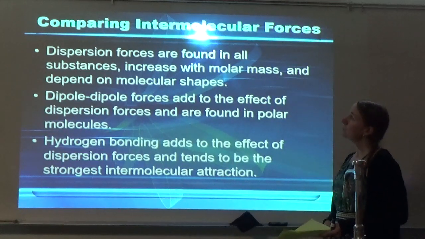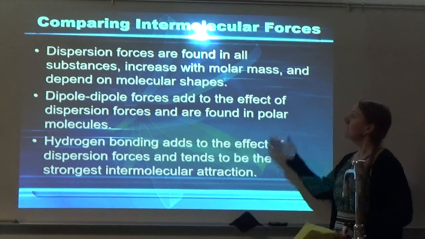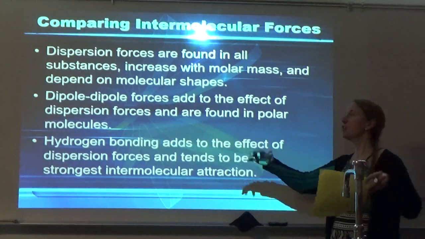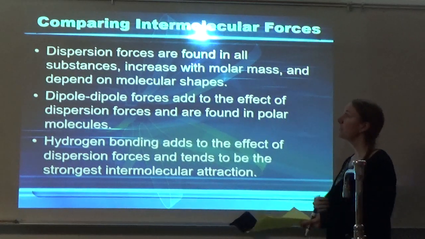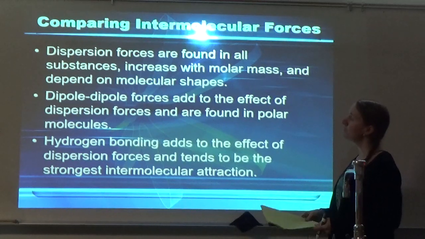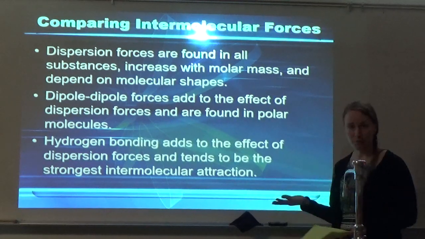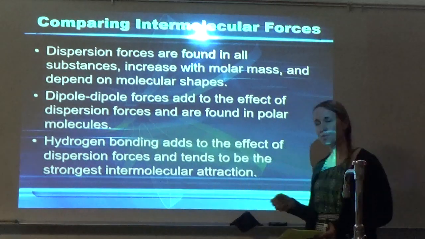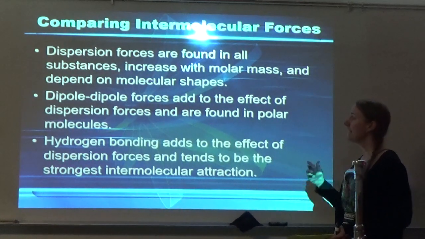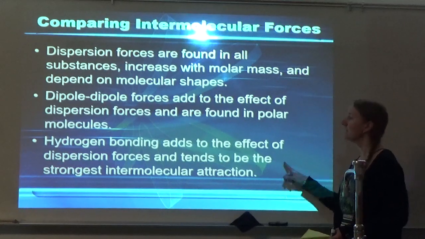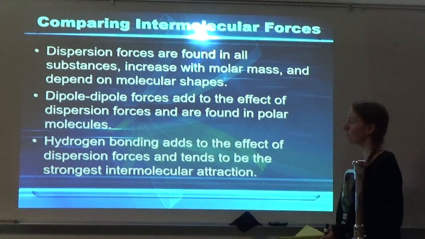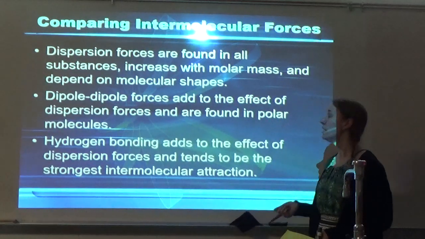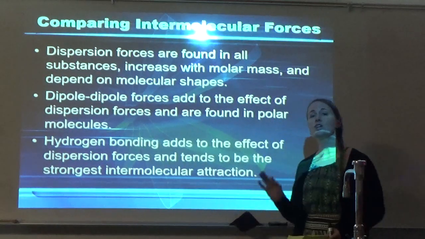All right, so dispersion forces are found in all substances, and they increase with molar mass and depend on molecular shapes. Remember, the longer the chain, the more London dispersion forces. Dipole-dipole forces add to the effect of dispersion forces and are found in polar molecules. So if it has dipole-dipole, it also has London dispersion. And then hydrogen bonding adds to the effect of dispersion forces and tends to be the strongest intermolecular attraction. Remember, hydrogen bonding is just a very strong dipole-dipole attraction. But your London dispersion forces are still present.